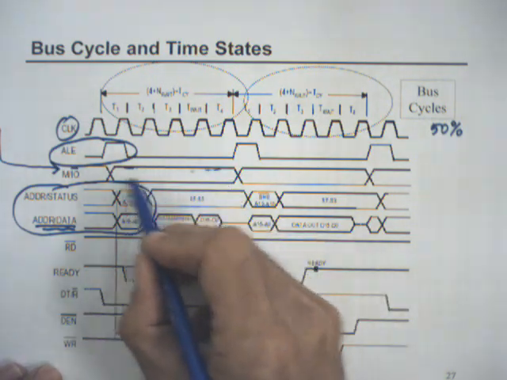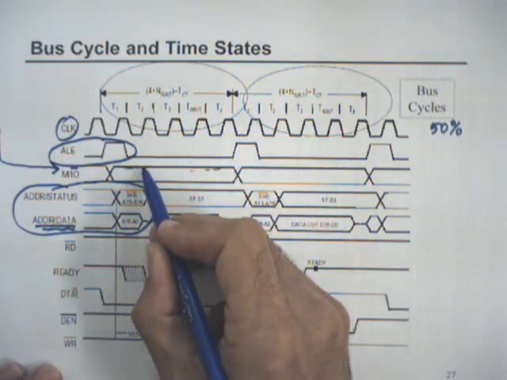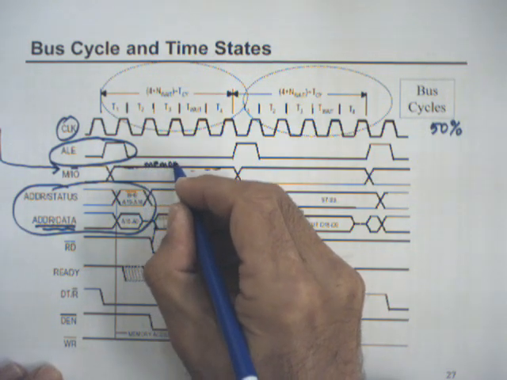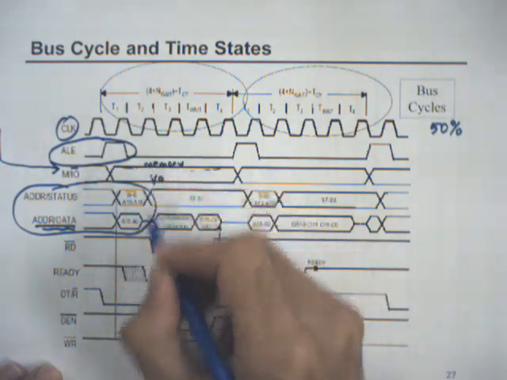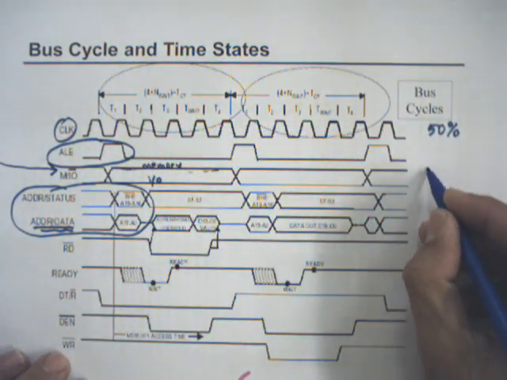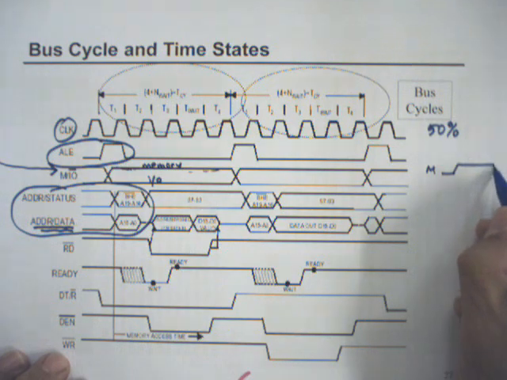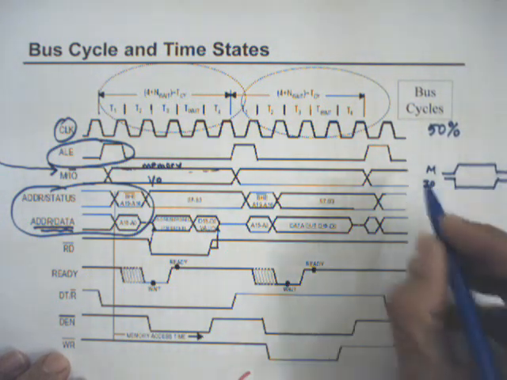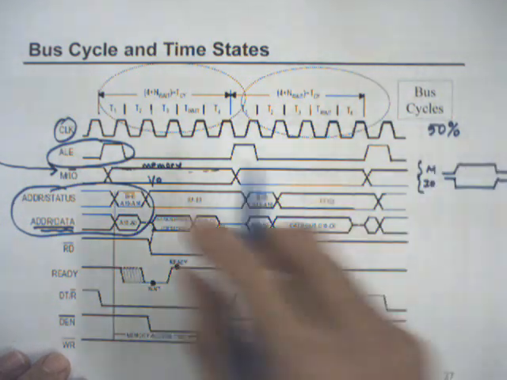You can have 2 stable things, either memory or I/O. So 2 curves, actually it's like this. For memory, for I/O, there are 2 curves here. They are combined here.